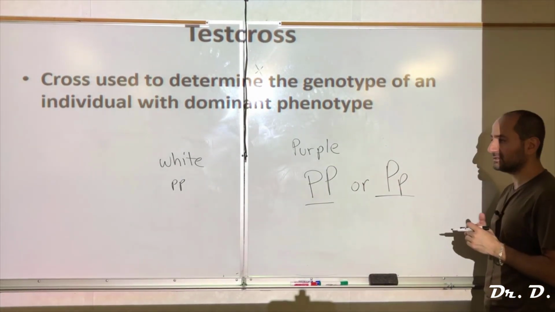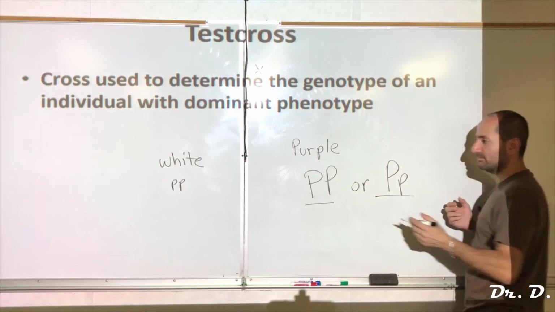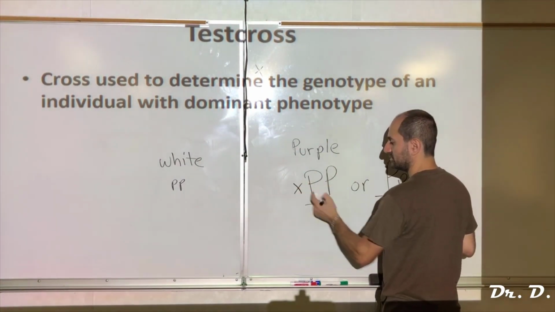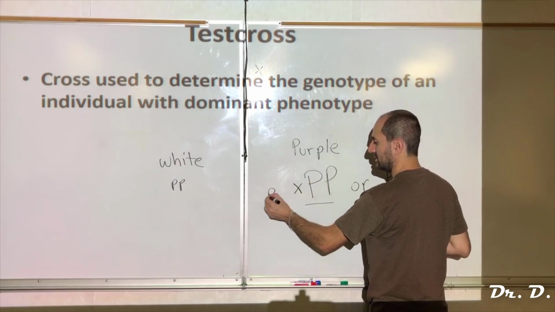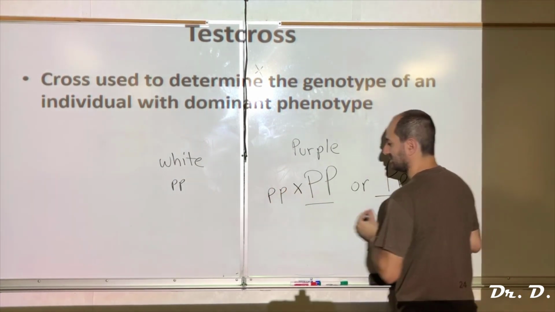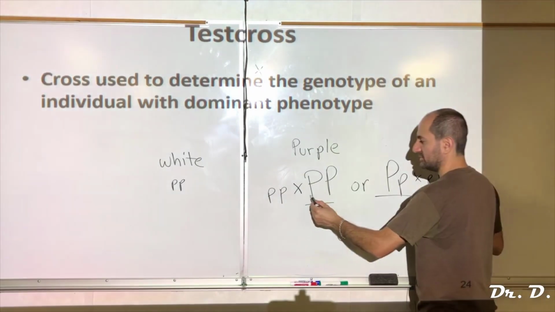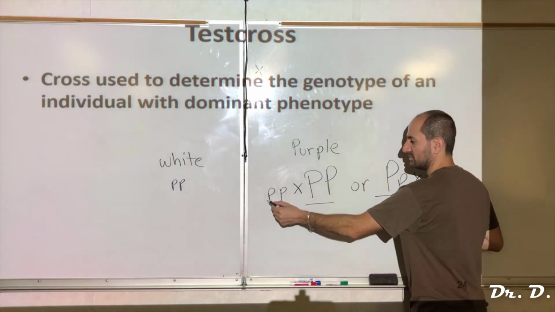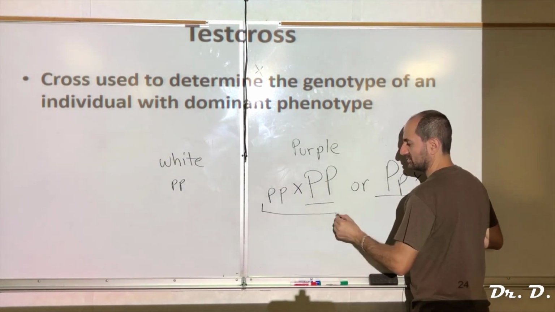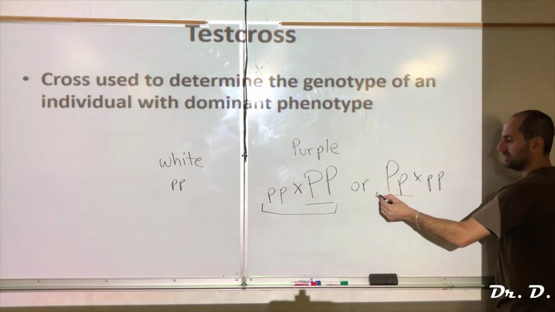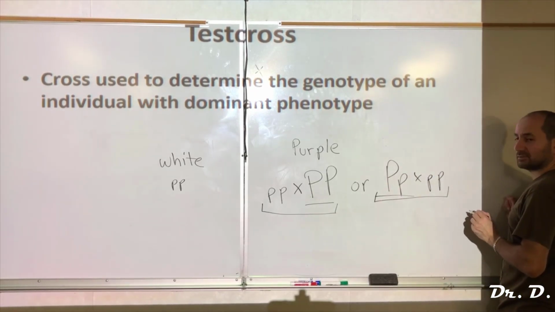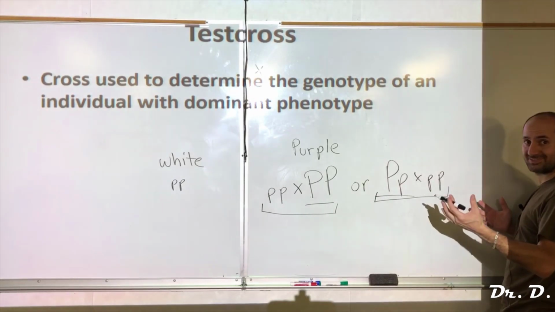And how do you do it? Very simple. All you do in a test cross is cross your mystery plant with a white, recessive plant, right? So if it's big P, big P, and you cross it with little p, you're going to get a certain set of results. If it was big P, little p, and you cross it with little p, you're going to get different results, right?